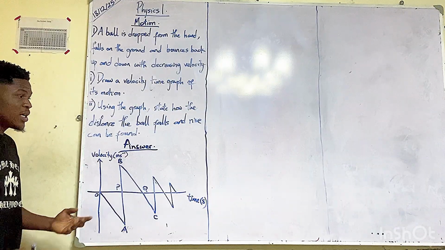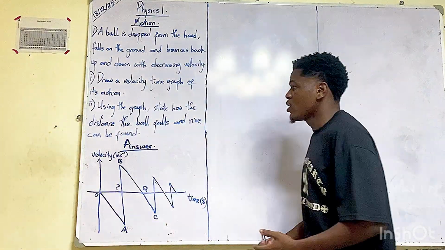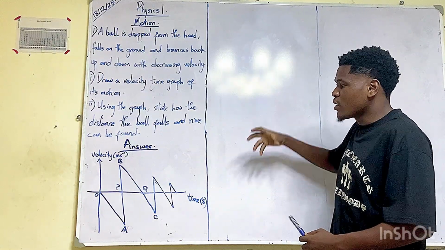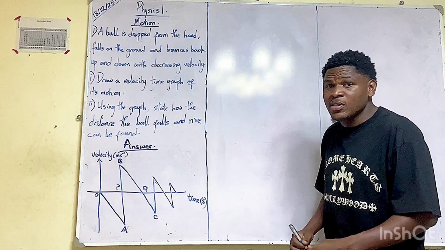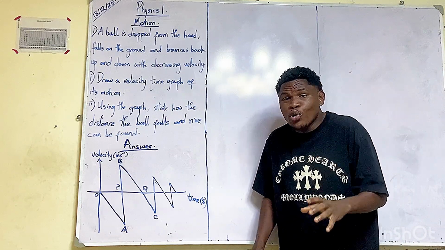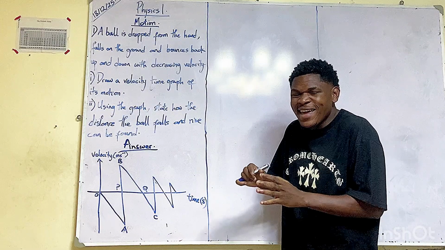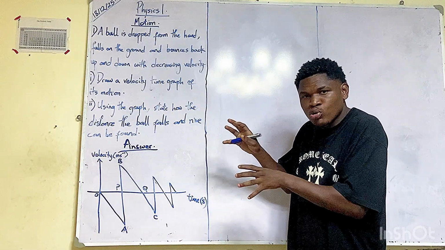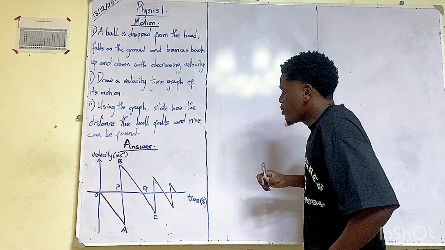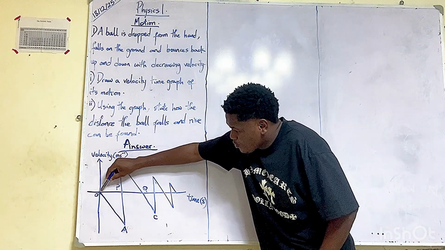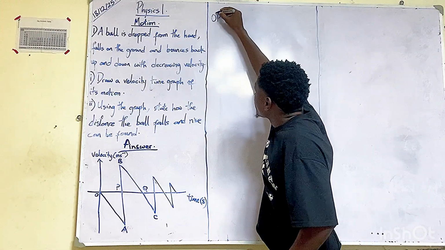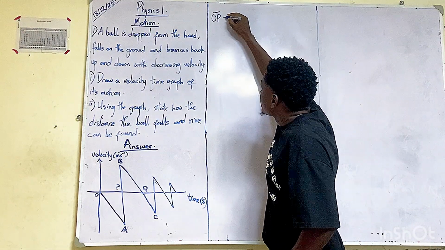Diving to the second part of our question, they said using the graph, state how the distance the ball falls and rises can be found. Normally, whenever you want to find your distance on the graph, all you have to do is to calculate the area of that particular portion. For example, the distance the ball falls is OP.